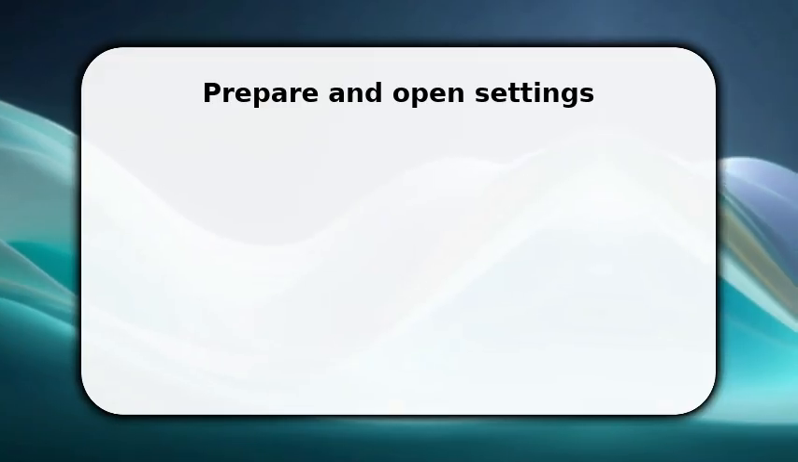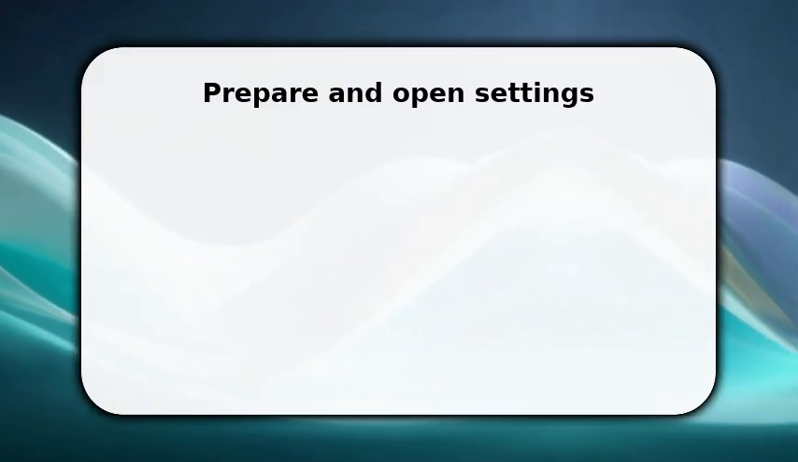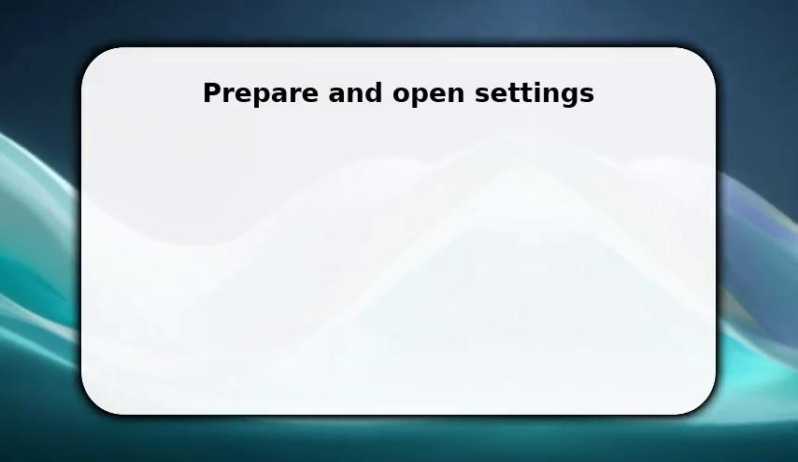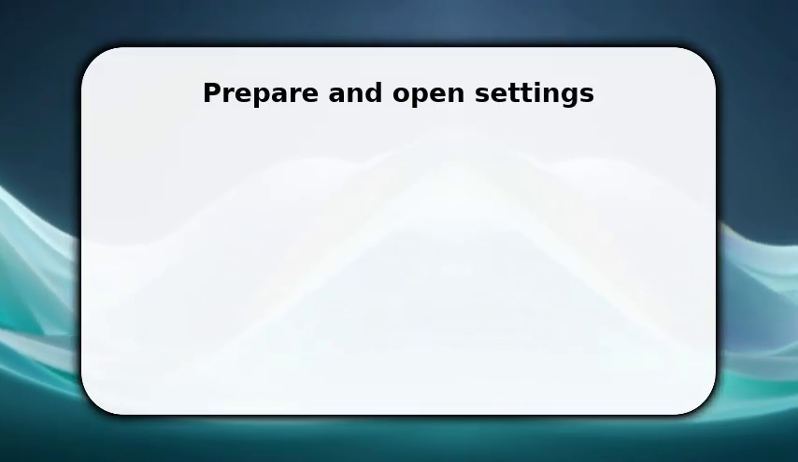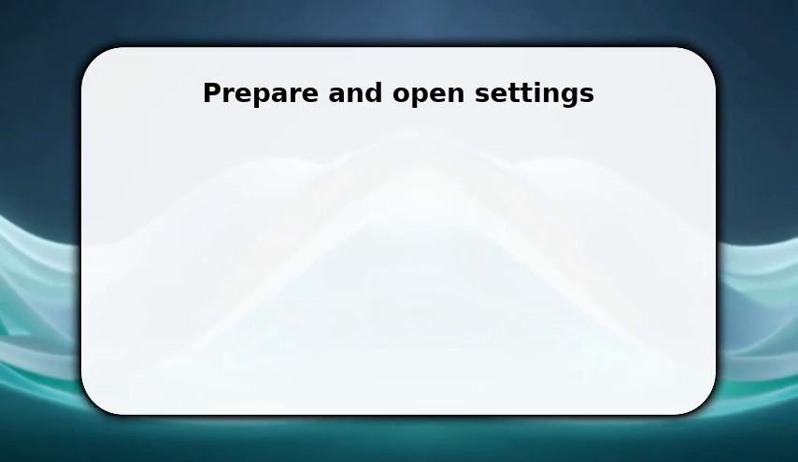Once done, return to System and you'll see Developer Options appear. This step enables the controls you need to change USB debugging. It's necessary because debugging is hidden by default for security.